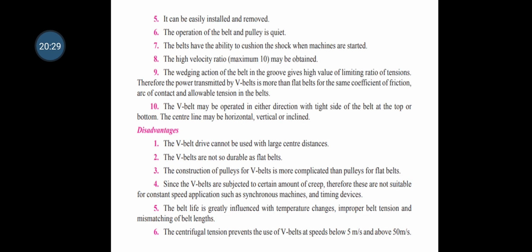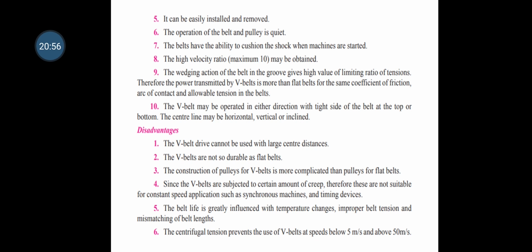The operation of the belt and the pulley is quiet. The belts have the ability to cushion the shock when the machines are started. A high velocity ratio may be obtained, maximum 10. The wedging action of the belt in the groove gives a high value of limiting ratio of the tensions. And the next one is: what are the disadvantages of the V-belt over the flat belt.